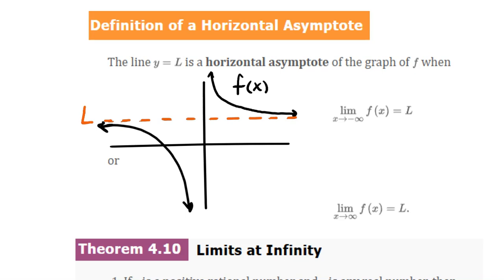Definition of a horizontal asymptote. The line y equals L is a horizontal asymptote of the graph of f when the limit as x approaches negative infinity of your function equals L, or when the limit as x approaches positive infinity of your function equals L. The top limit refers to the behavior of your function for really negative x values. The bottom limit refers to the value your function takes as x gets really positive.